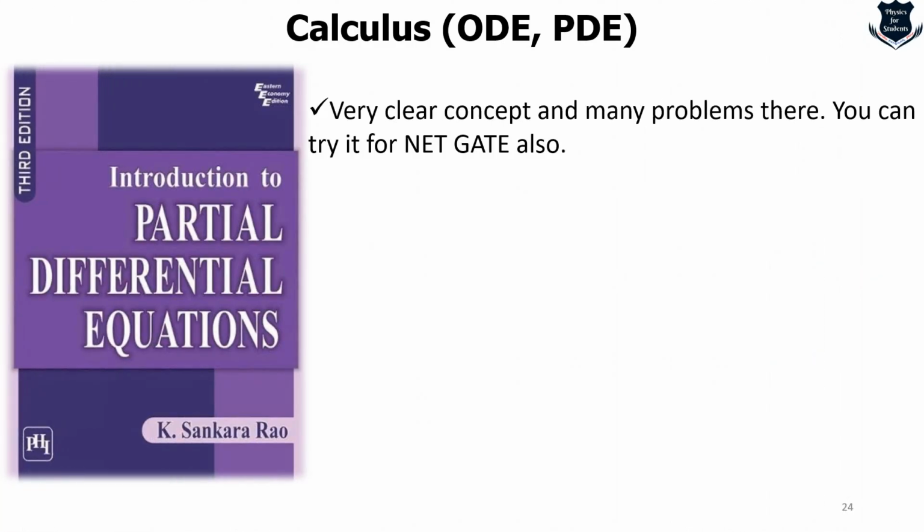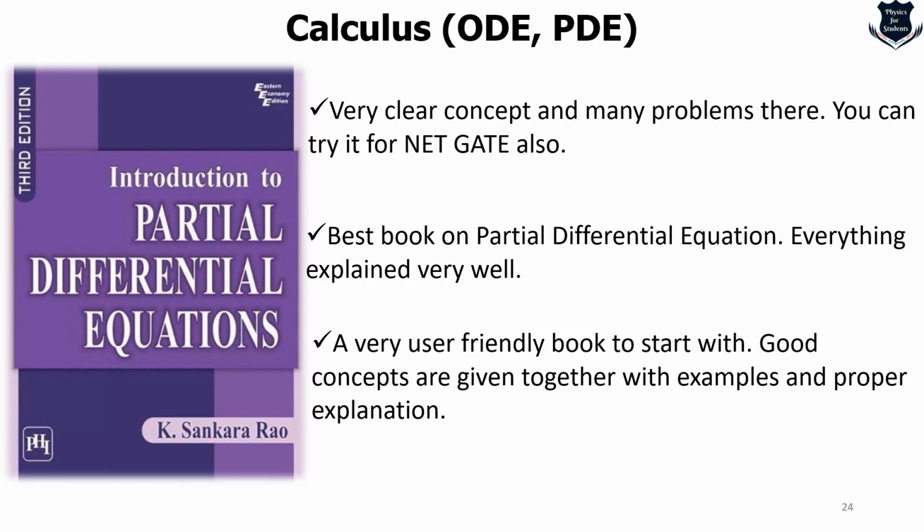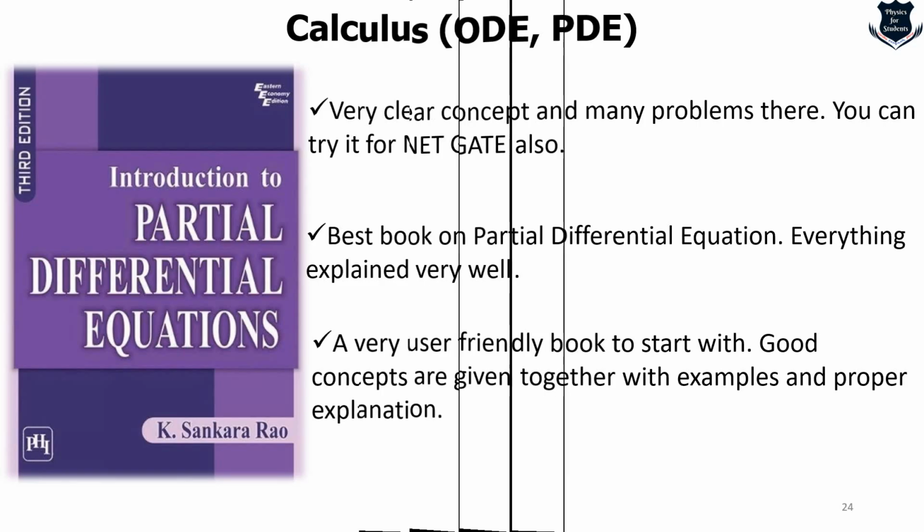The second book would be this one, K. Sankara Rao's Partial Differential Equations. I'm talking more of PDEs because in order to understand general relativity, you need to have a better understanding of PDEs. It also helps you to clear examinations like NET and GATE. Also, it is user friendly, containing a lot of examples, so it is a very good book to go through.